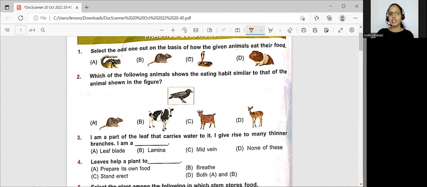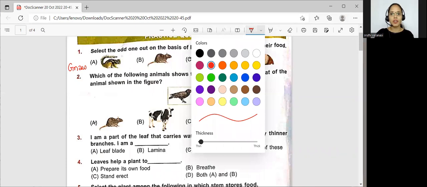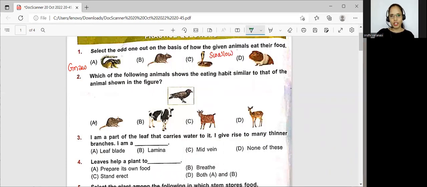Question number one: select the odd one out on the basis of how the given animals eat their food. Here we are given the squirrel, rat, and guinea pig or the hamster, all rodents mostly. What do they do, students? They gnaw their food. Gnawing means they chew their food with their two long front teeth. They continuously keep on chewing the food. Whereas the snake will swallow the food. So what are you finding out? You're finding out that the snake is the odd one out here. Okay, so option C is the correct answer.